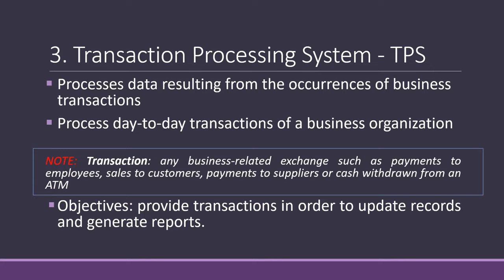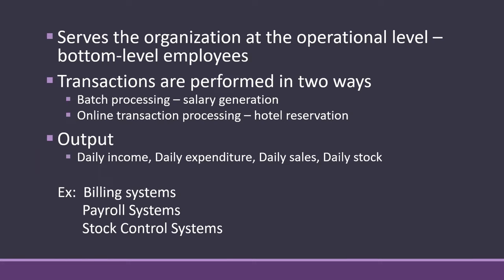For example, some kind of daily report, maybe the daily expenditure, daily income, daily sales, daily stock report. Likewise, in a short period of time, they make reports based on the transactions that happen. These kinds of TPS systems are used in an organization at the operation level, by the bottom level employees. The general employees are using these systems.